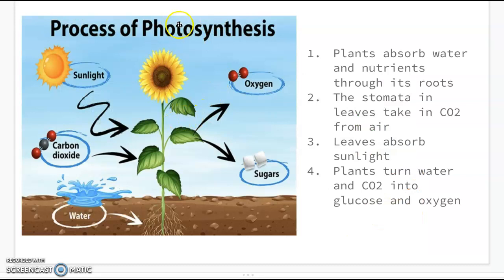In this slide, you will visually see the process of photosynthesis in the sunflower. You can see that the plant absorbs water and nutrients through its roots, then the stomata and leaves will take in the CO2 from the air. The flower gets its energy from the sunlight, which is absorbed by the leaves as well. Finally, the plant turns water and CO2 into glucose and oxygen.